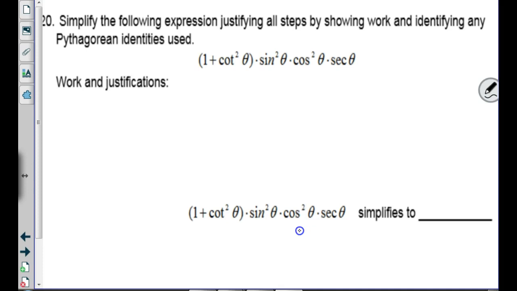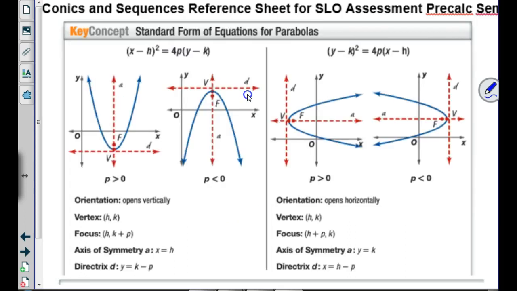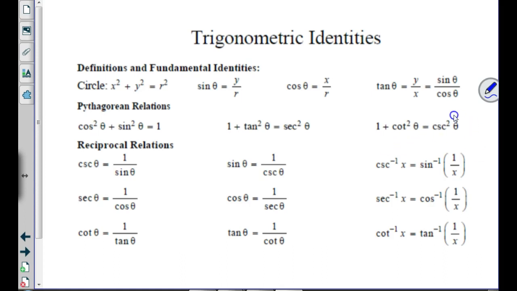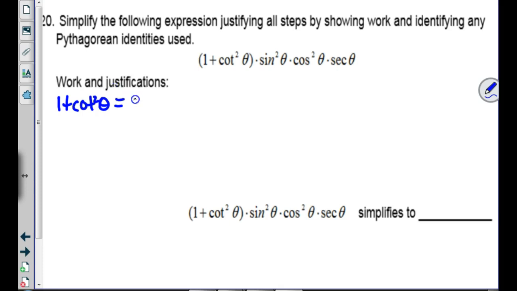All right, number 20. Is that where we are, guys? Simplify the following expressions, justifying all steps by showing work and identifying any Pythagorean identities used. If you have to rearrange a Pythagorean identity, you should write that down as well. But don't we have one that says 1 plus cotangent squared equals something? 1 plus cotangent squared equals cosecant squared, right? Right there. You might have to rearrange one.